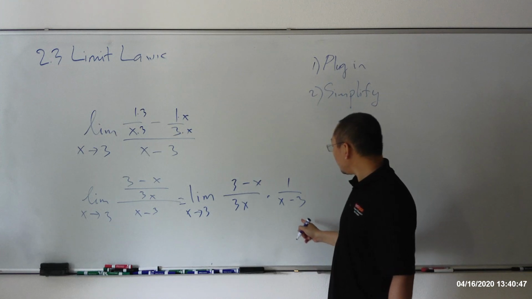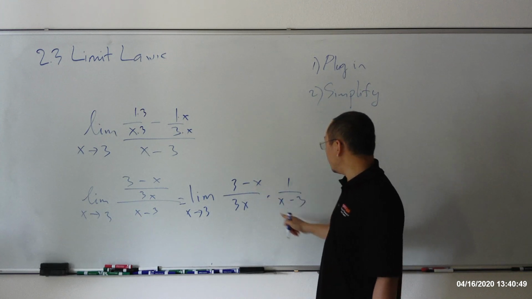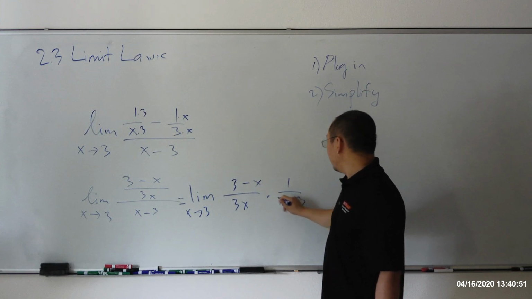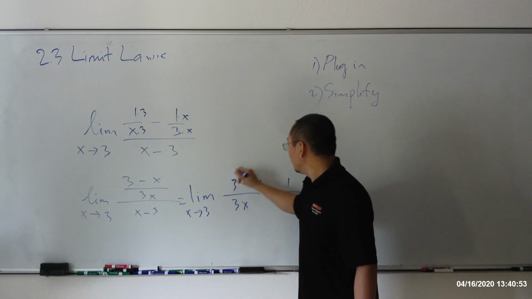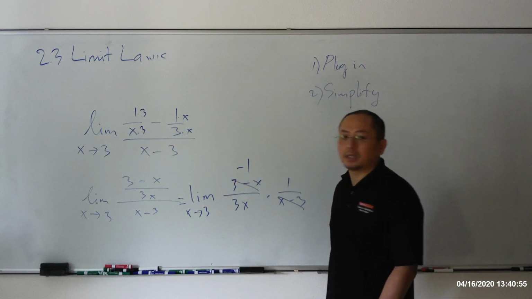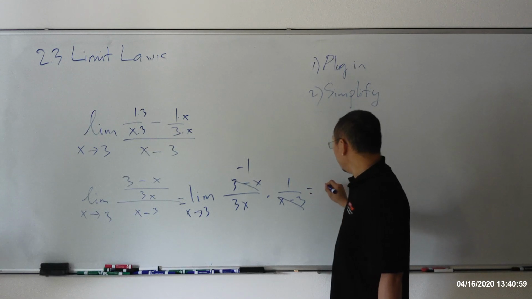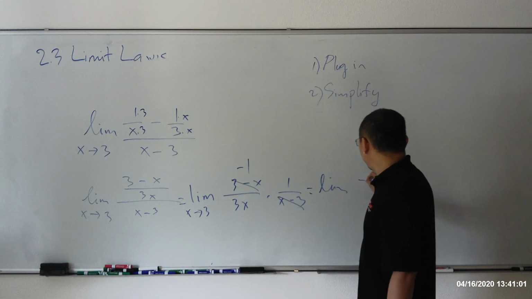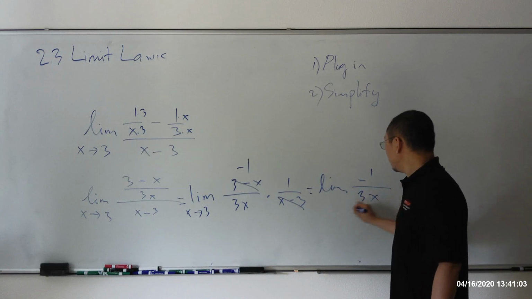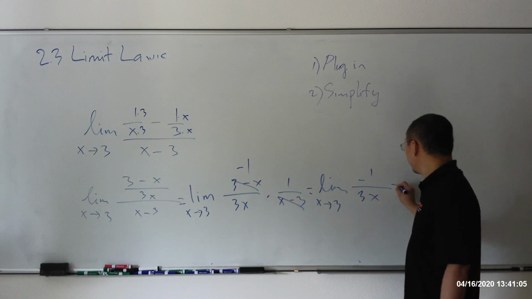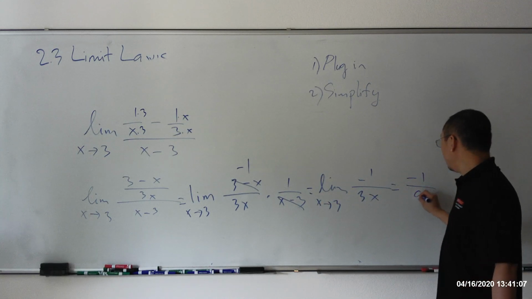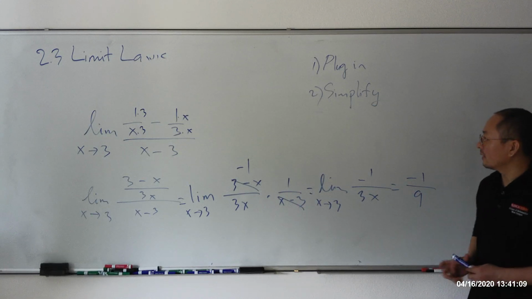On top I got 3 minus x, and this is x minus 3. I can cancel out with the minus sign because 3 minus x is the opposite of x minus 3. So this is the limit of -1 over 3x. When x approaches 3, -1 over 9 would be the answer. All right.